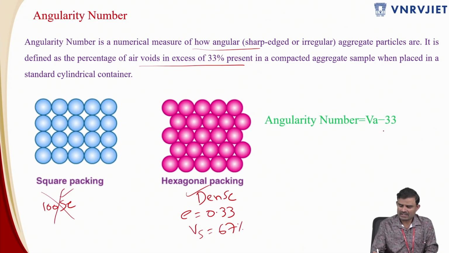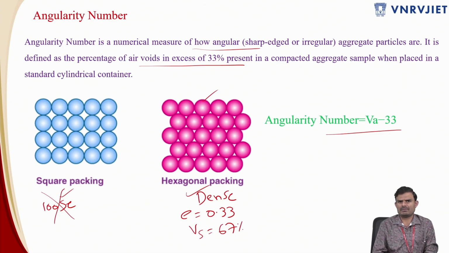Now your angularity number is nothing but Va minus 33, the percentage of air voids. So if I replace these spherical particles with angular particles, your percentage of air voids will keep on increasing. Why? Because previously I took all the particles to be spherical in hexagonal packing, which is a dense packing. So it has attained the dense state where you have air voids of 33%. Slowly, once I start introducing angular particles, my air voids are going to increase to more than 33%. So more voids are going to be created when compared to the baseline, which is 33%.